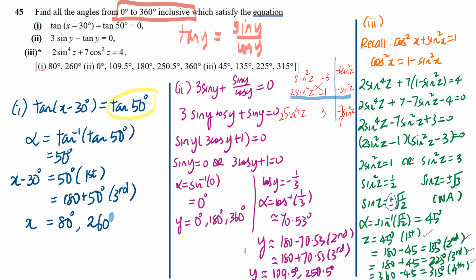All right, then for the other one, sine square z equals 3, sine z will be plus minus square root 3. Square root 3 is 1.732 and so on. The maximum value for sine z is 1 and the minimum value is negative 1. So plus minus 1.732 will be out of the range. That's why it's not applicable.